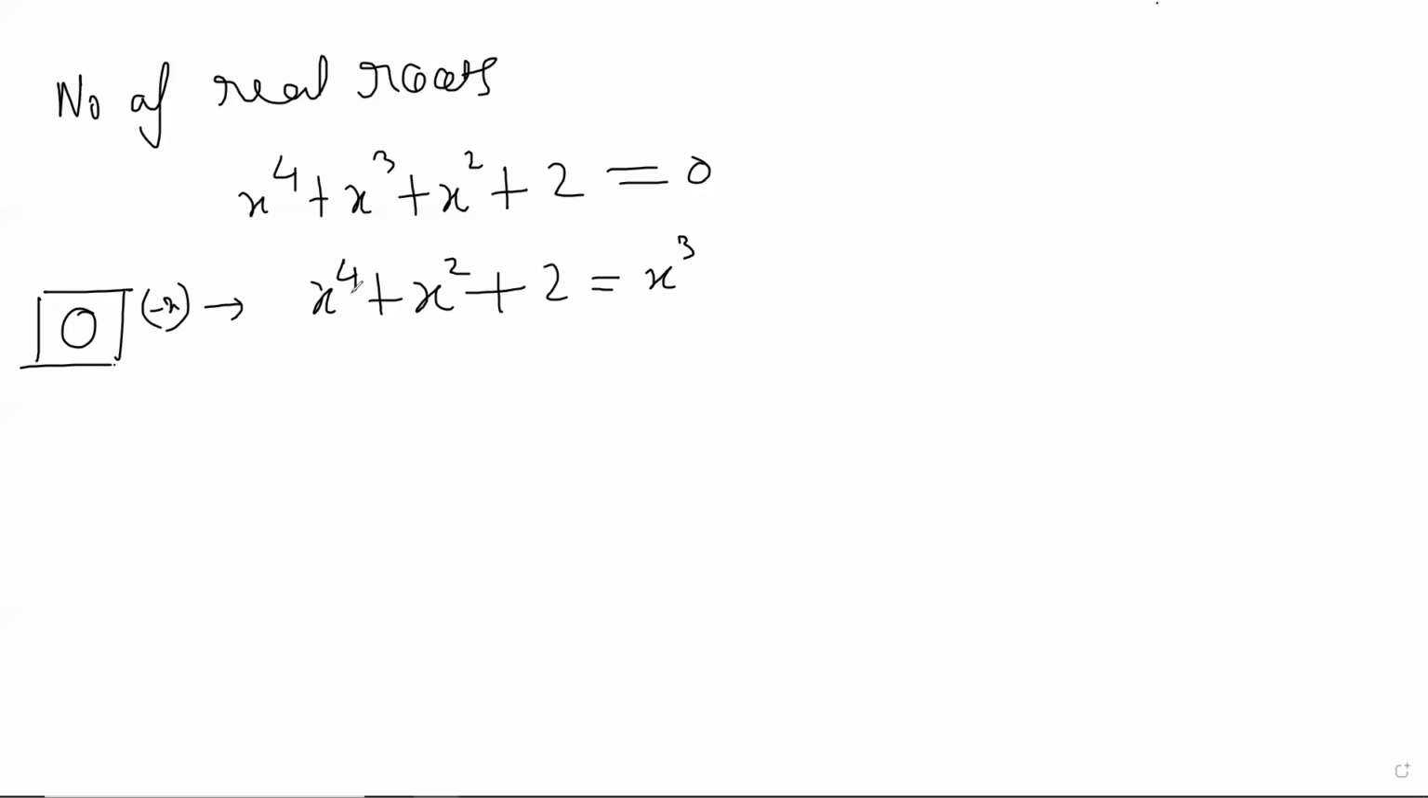But here, x raised to 4 plus x squared plus 2 should be greater than x cubed, I think. Why? So right now x is positive because we have put minus x. So you are saying that this is always greater. Why is that the case?